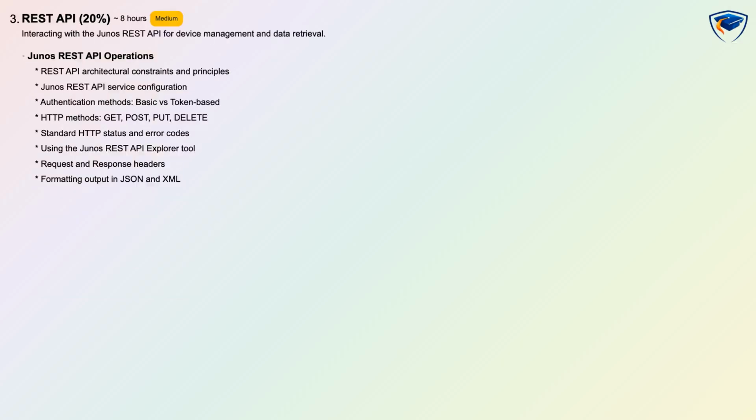The REST API domain is 20% and teaches interacting with the Junos REST API for device management and data retrieval at medium difficulty. Estimated study time is 8 hours and assessments are conceptual and scenario-based. You will learn REST architectural constraints and how to configure the Junos REST API service, plus authentication methods including basic and token-based approaches. The domain explains HTTP methods like GET, POST, PUT and DELETE, standard HTTP status and error codes, using the Junos REST API Explorer, request and response headers, and formatting output in JSON and XML for automation workflows.